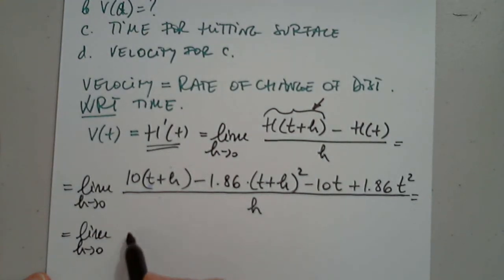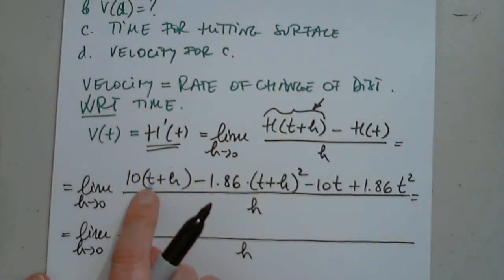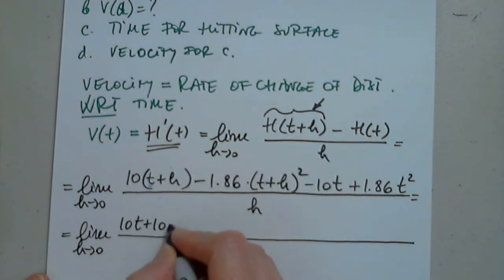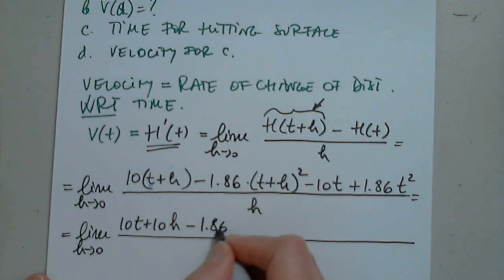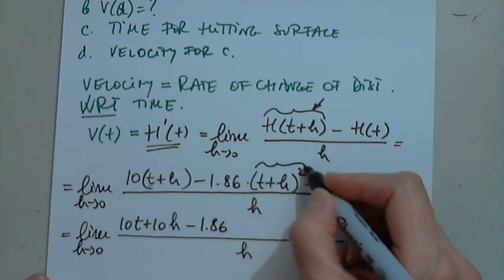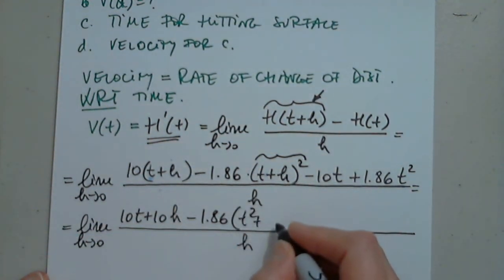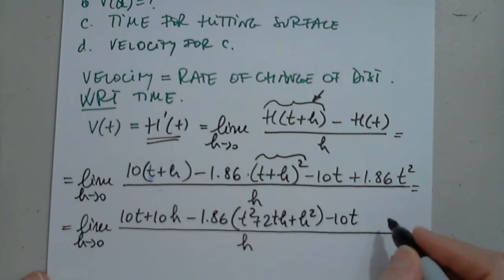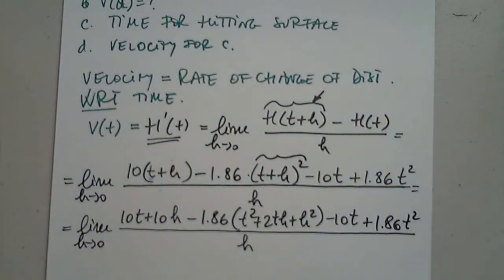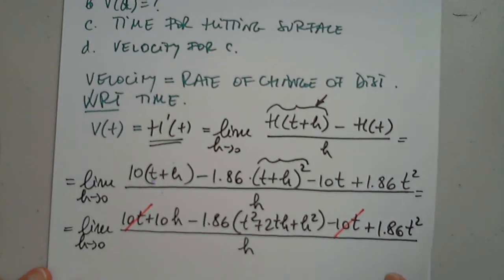So limit as h approaches 0. I will have to distribute here. Watch me run out of room again. Minus 1.86. Can anyone give us this? Please make me proud, please. t squared plus 2th plus h squared. Great job. Thank you very much. Minus 10t plus 1.86 t squared. I noticed something that makes me happy, at least for now. These two go away.